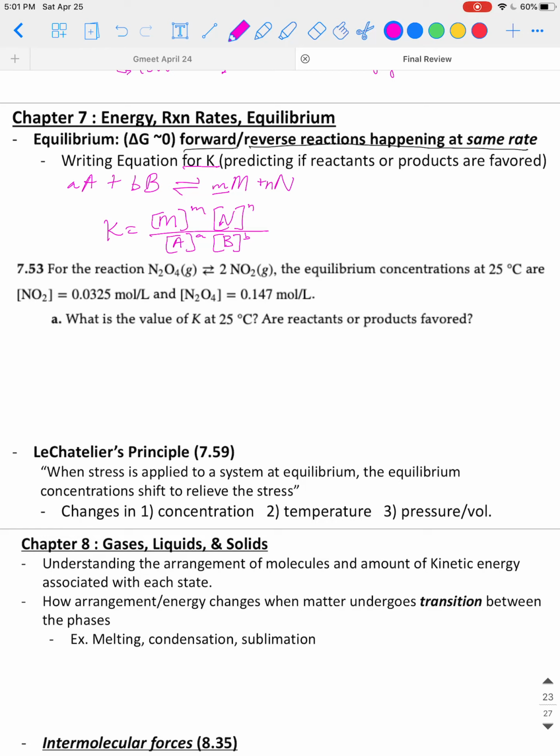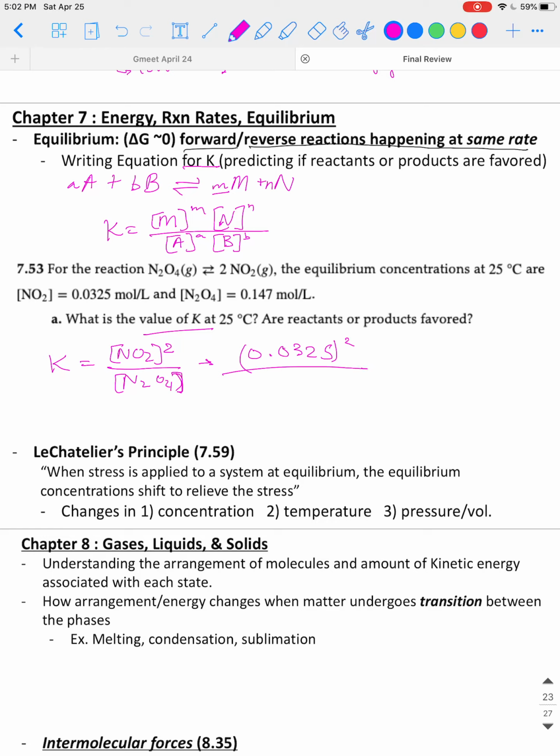So here's a practice problem. It says, for the reaction of N2O4 gas, making 2 moles of NO2 gas, the equilibrium concentrations at 25 degrees Celsius are given here. 0.0325 moles per liter for NO2, 0.147 moles per liter for N2O4. What is the value of K? Are reactants or products favored? All right, so let's go ahead and calculate K. So we're going to do the concentration of NO2 squared, because it has a coefficient of 2, over the concentration of N2O4. And we don't put anything in the exponent there because there is no coefficient.